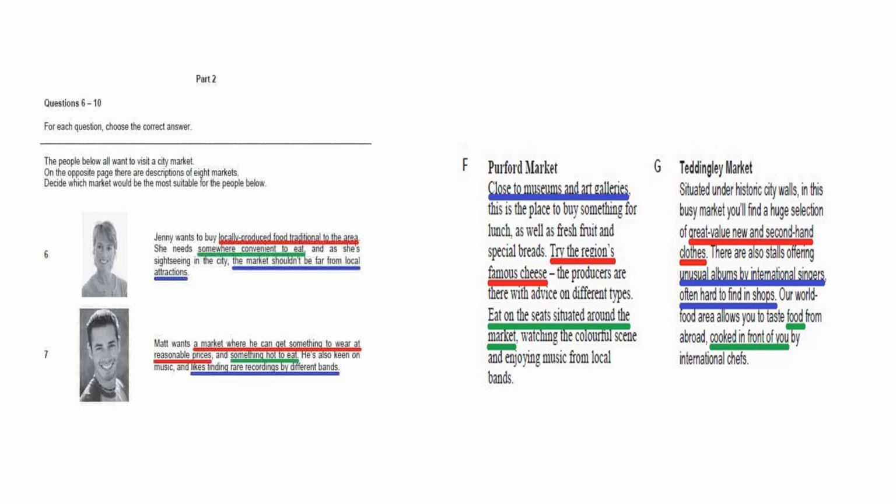Here, I have underlined the most important information again, and you can see that text F belongs to Jenny while text G matches Matt. You should also notice that there are a lot of synonyms and paraphrasing. For example, Jenny wants the market to be close to local attractions. In text F, it says that the market is close to museums and art galleries, which are local attractions.